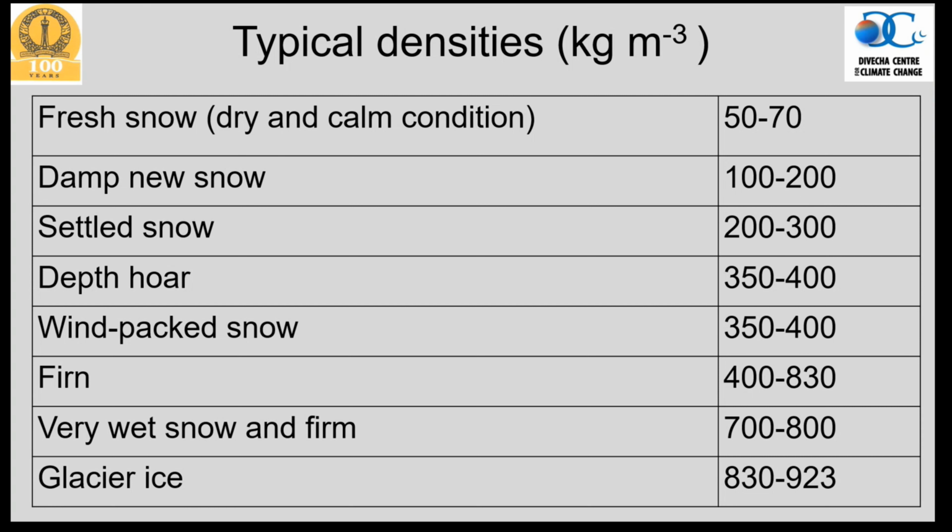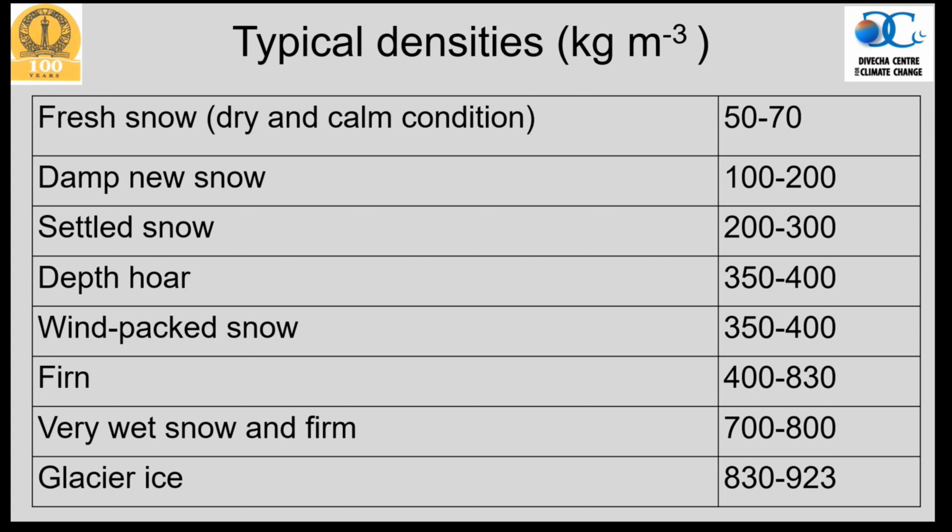So if you look at the typical density as snow goes through the process of metamorphism, fresh snow, if it has fallen under dry and calm conditions, that means there is no wind, and the temperature is substantially below 0 degrees Celsius, it is not wet snowfall. If it is 0 degrees Celsius, then wet snow will be falling. If it is fresh snow and dry, and the environment is calm, not windy, then fresh snow will have 50 to 70 kilogram per meter cube density.